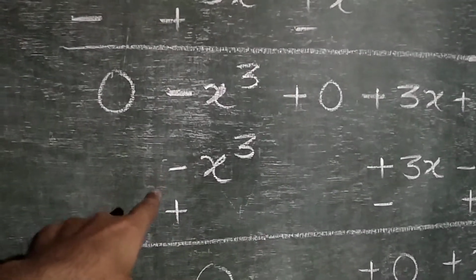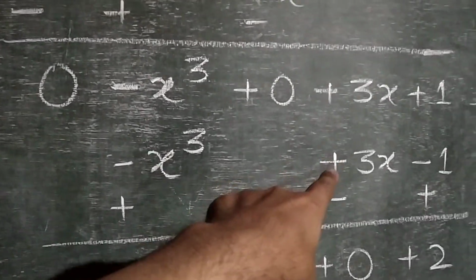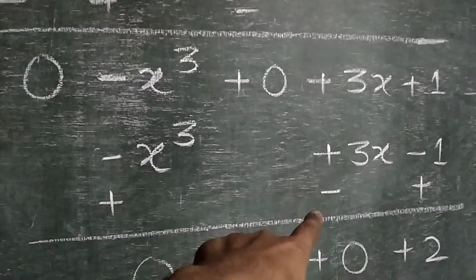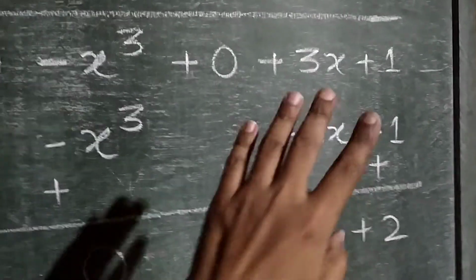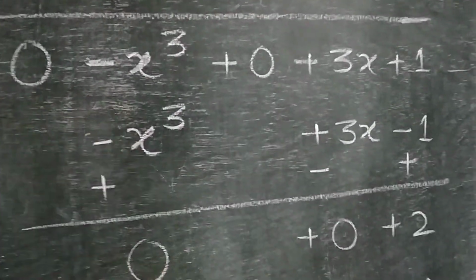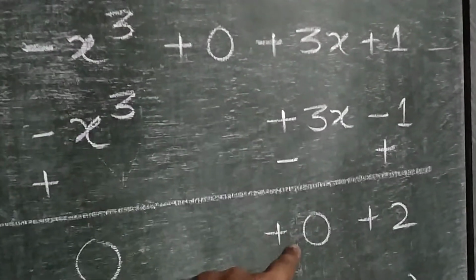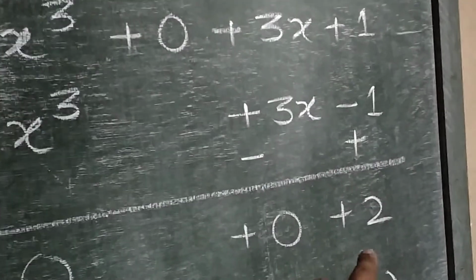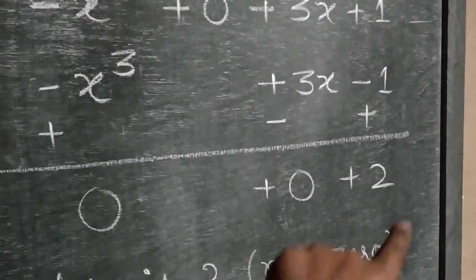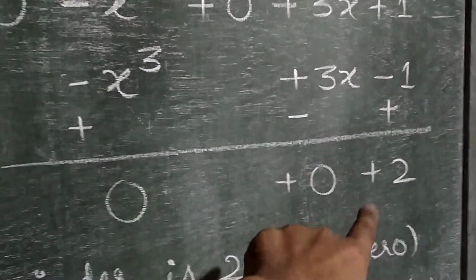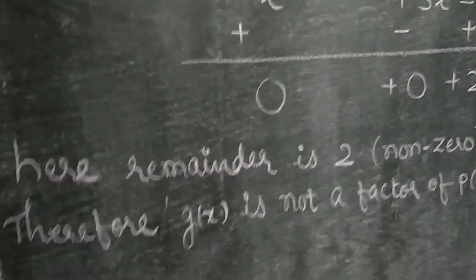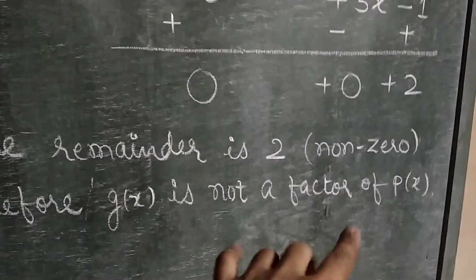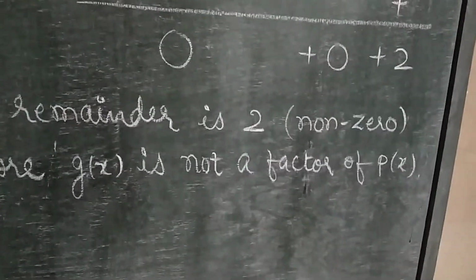Its sign is minus, so it will become plus. Its sign is plus, so it will become minus. And it is of minus sign, it will become plus. On subtracting, we will get 0. It will also cancel, 0. And 1 plus 1, it will become 2. And as we are getting a non-zero remainder, it is not equal to 0. So by the division algorithm, g of x will not be a factor of p of x.